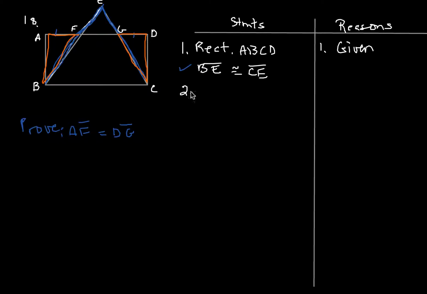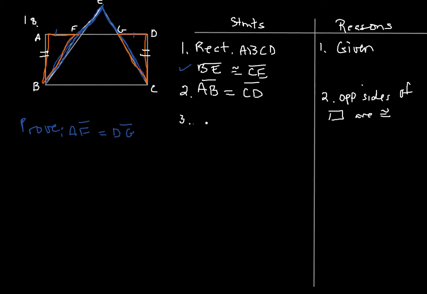So here we go. We're given a rectangle. If we're trying to get the orange triangles congruent, we can say that this side is congruent to this side. So we can say AB is congruent to CD, because opposite sides of a rectangle are congruent. All right, so we already have a side. Now we've got to get something else. We have to get angles and those kinds of things. How about this?